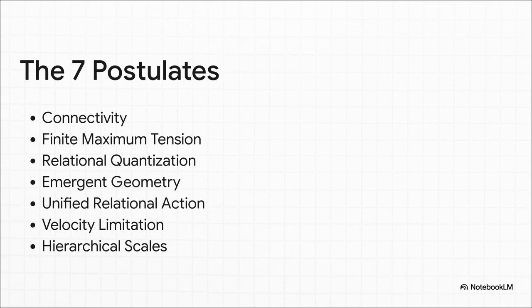You'll also notice principles like unified relational action, which basically means physical action is just the transfer of this connection, and velocity limitation, which totally reframes the speed of light as the absolute hard limit for how fast tension can actually transfer through the network.